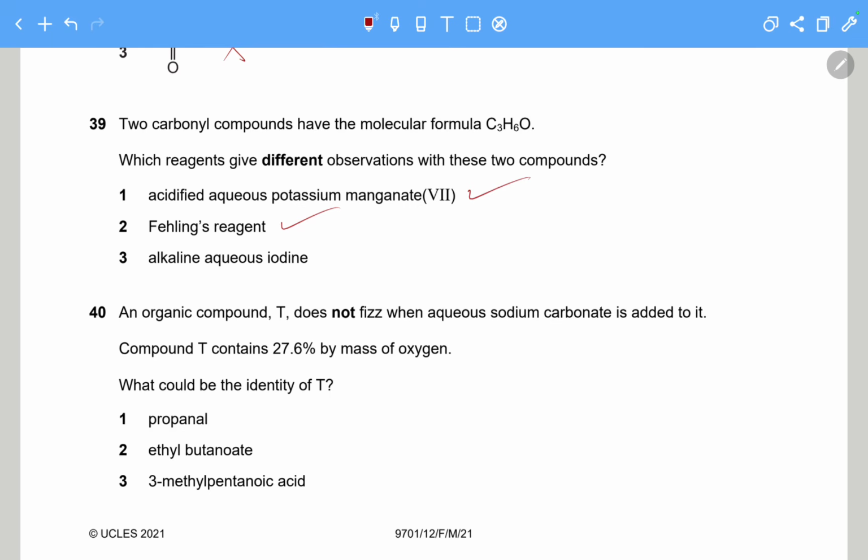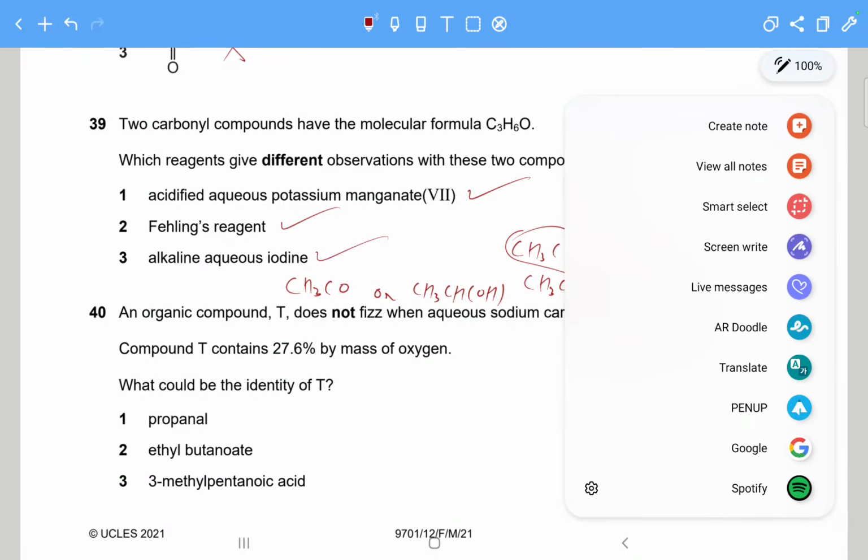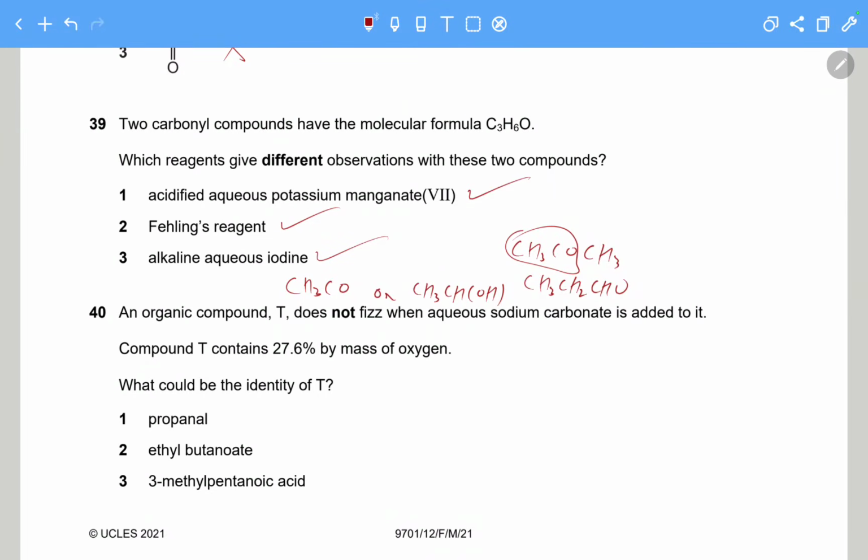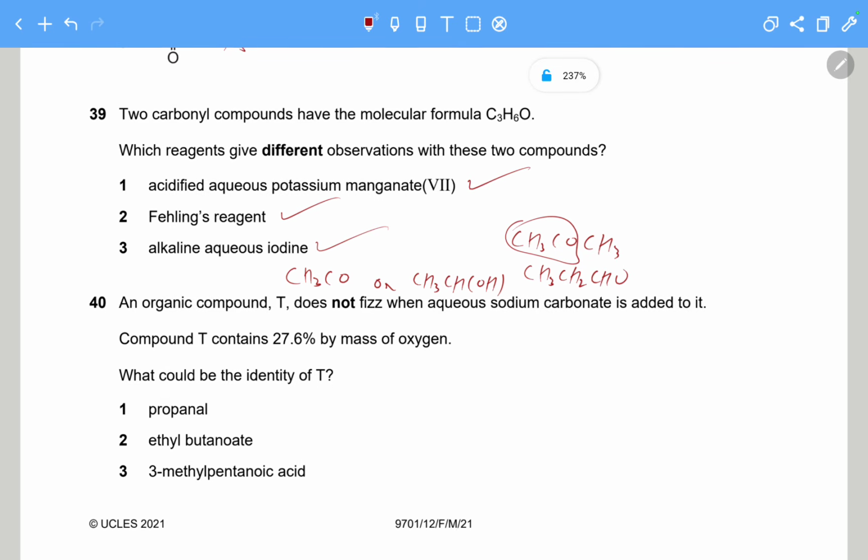Alkaline aqueous iodine, remember, only reacts with CH3CO or CH3CHOH groups. So the ketone will be CH3COCH3. The aldehyde will be CH3CH2CHO. The ketone has the CH3CO group, the aldehyde does not. So it will react with the ketone but not with the aldehyde, and therefore it will give different observations with the two compounds, and hence the correct answer will be A.